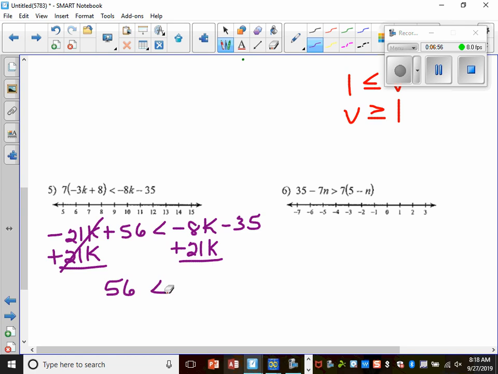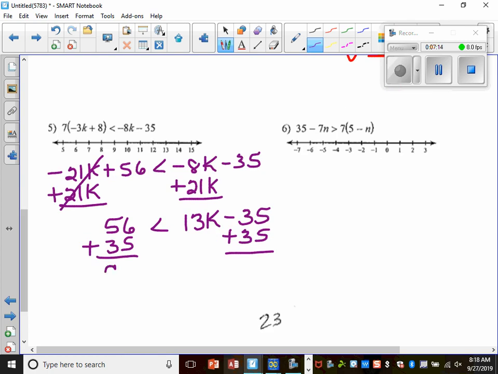So what is 21 minus 8? Okay. And then when I add 35, what's 35 plus 56? Okay. And then 31 divided by 13?